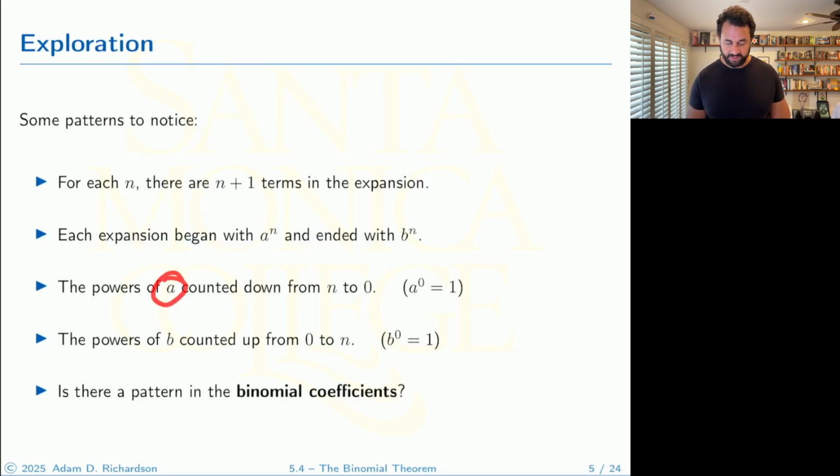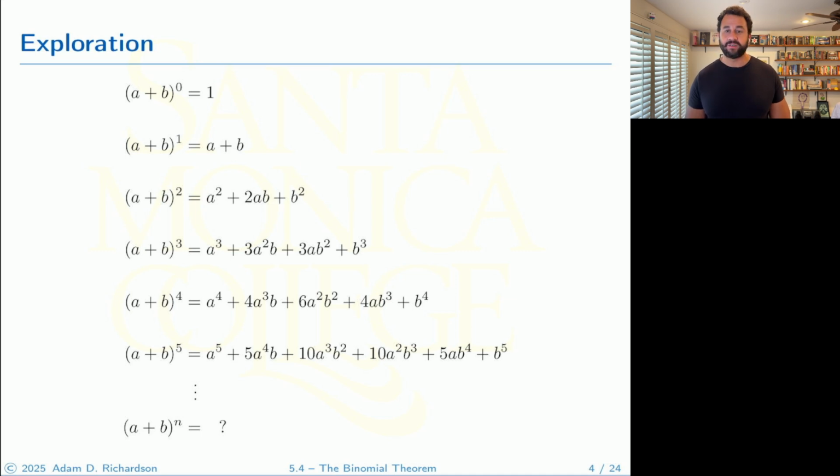Other patterns, the powers of a counted down from n to 0, remembering that a to the 0 is 1. So let's look at this one for a minute. It goes a cubed, and then you have a squared, and then you have a, and then you have a to the 0, which is 1. So same thing there. a to the 4th, a cubed, a squared, a to the 1, a to the 0. a to the 5th, a to the 4th, a cubed, a squared, a to the 1, a to the 0. So basically the powers of a are counting down from n to 0.